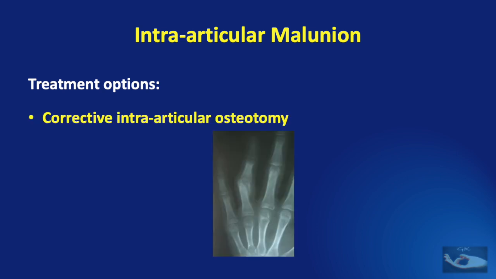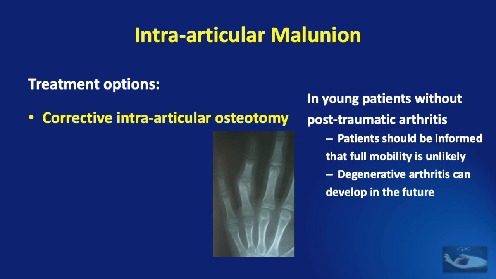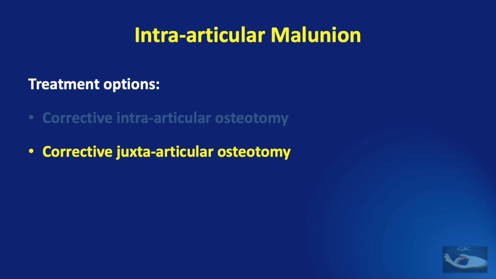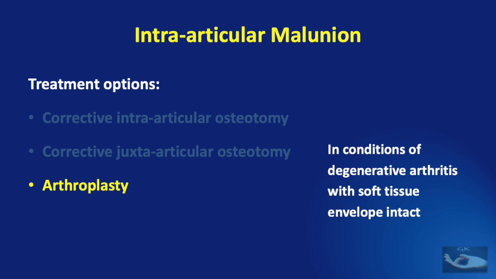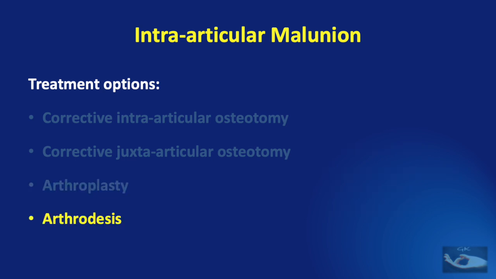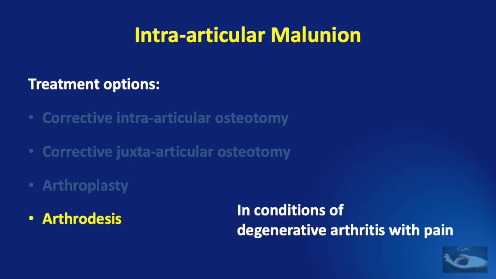Corrective intra-articular osteotomy, which is done in young patients without post-traumatic arthritis. The patients should be informed that full mobility is unlikely and degenerative arthritis can develop in the future. Corrective juxta-articular osteotomy, which corrects the alignment but does not address the intra-articular step-off. Arthroplasty can be done in conditions of degenerative arthritis with the soft tissue envelope intact, and arthrodesis is indicated in conditions of degenerative arthritis with pain.